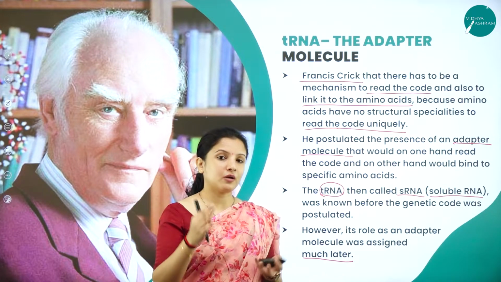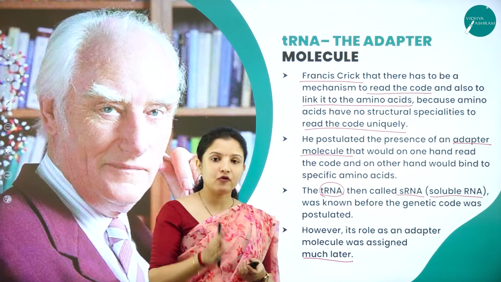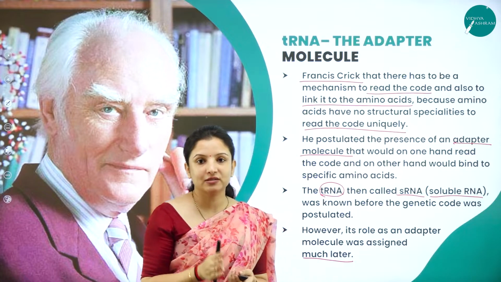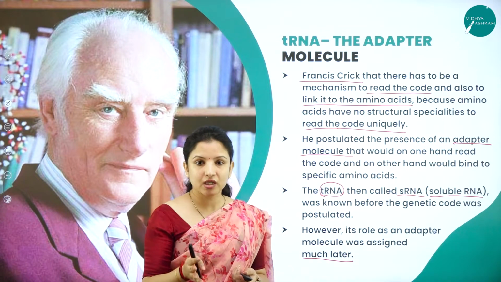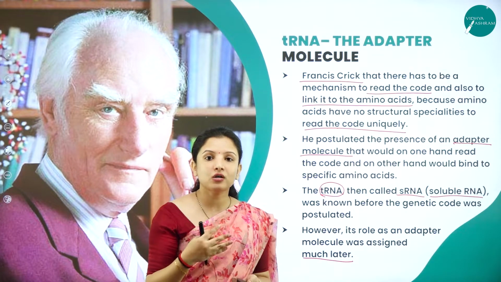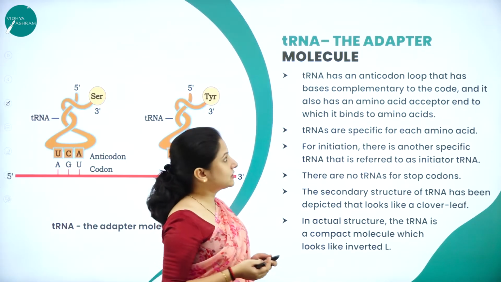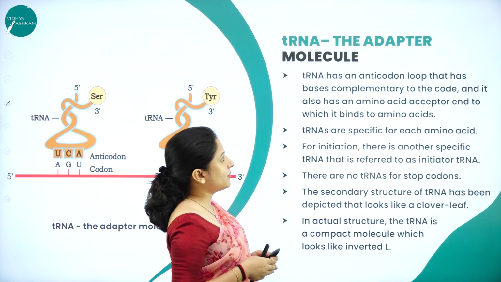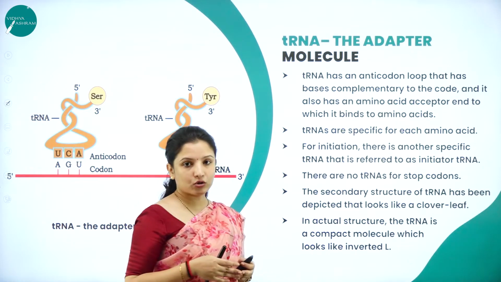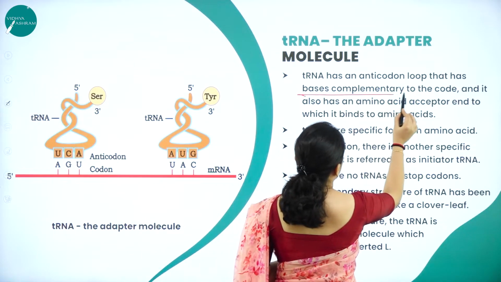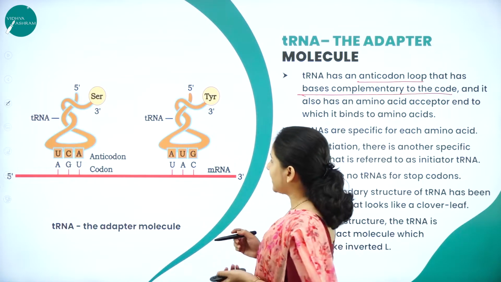So, from all this, it is understood that transfer RNA is needed for reading the genetic code present on the mRNA. It will read the code and say which particular genetic code produces what type of amino acid. The credit for that goes to Francis Crick. So let's study the tRNA. How does it look? The tRNA has an anticodon loop that has bases complementary to the code.